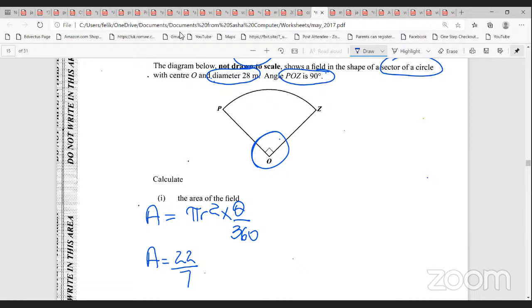Now they say r square. R square means radius times radius, or r square in general means r times r. But in this case, the r represents radius. So we're going to have radius times radius, right? And they did not give us the radius, they gave us the diameter. And they say that the diameter is 28 meters. So if the diameter is 28 meters, what is the radius? If the diameter is 28, what is the radius? What do I know about the connection between diameter and radius?